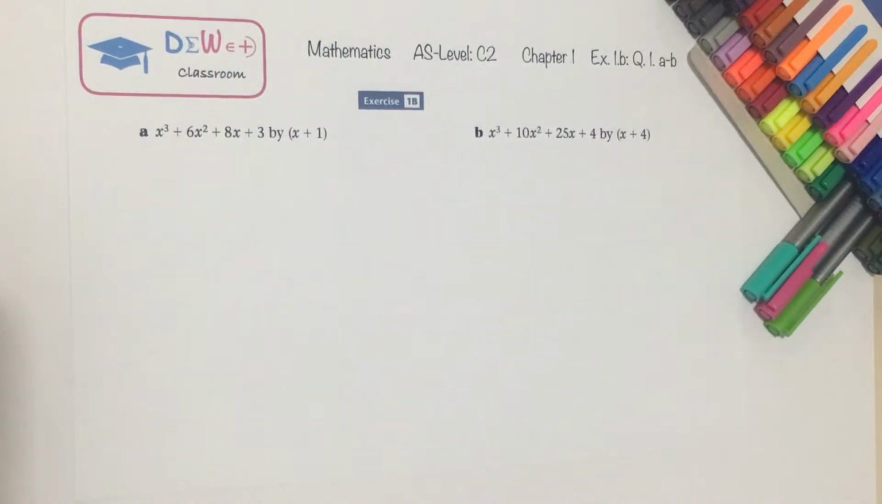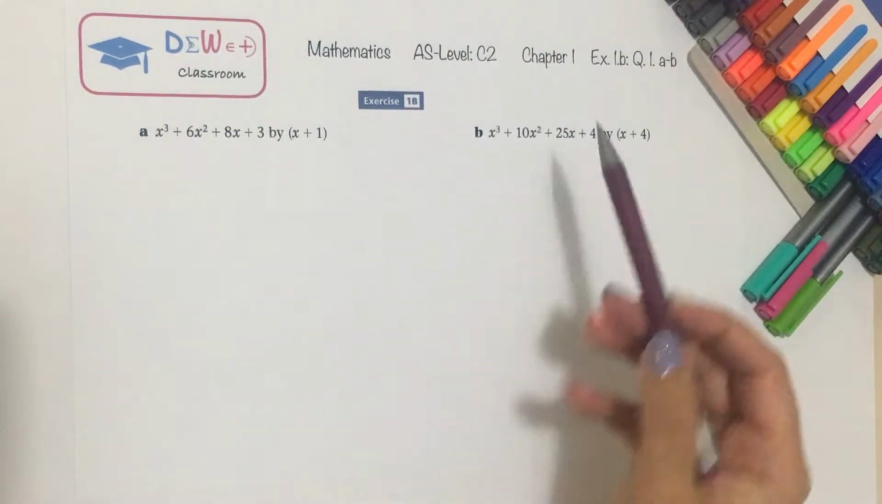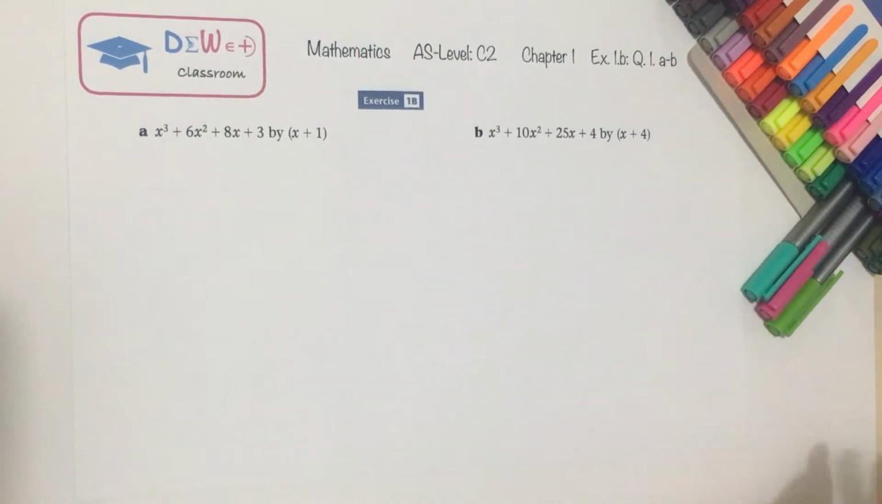In this video we are working from C2 for A-level Maths, the textbook by Pearson. We are doing chapter 1, exercise 1b, question 1a and b. This is where you divide a polynomial to get a quotient and a factor.